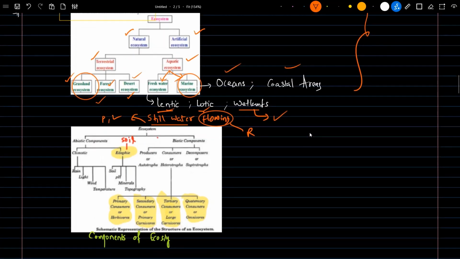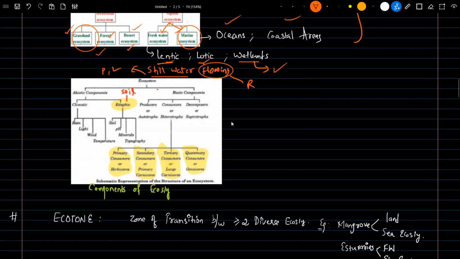Next, coming to the components of ecosystem. So ecosystem majorly consists of abiotic components and biotic components. As I told earlier, biotic is the term which refers to living things. Abiotic is for non-living things. So non-living things can be further classified into climate and edaphic. Whenever the word edaphic is used, it basically means soil. So this is the most important keyword.